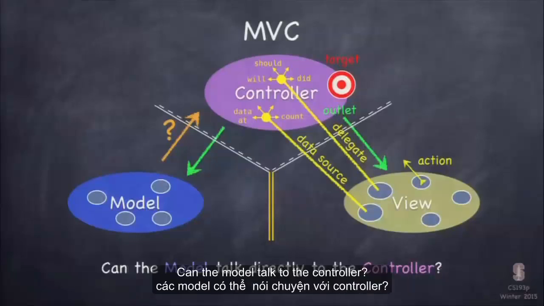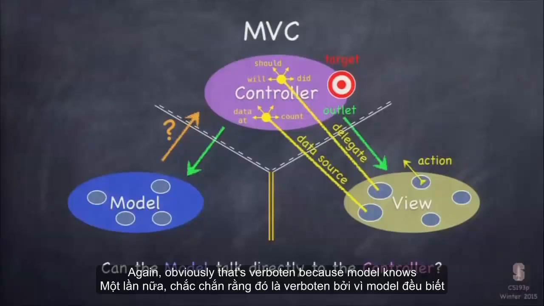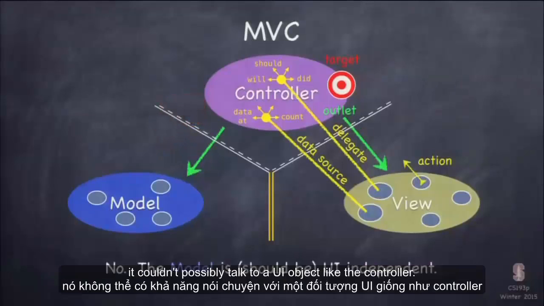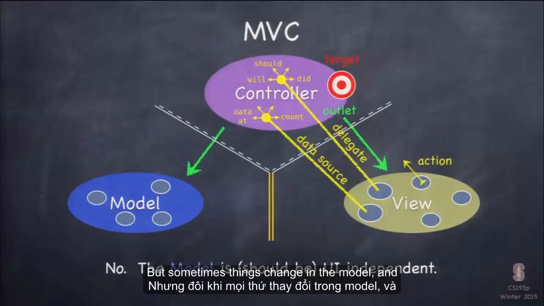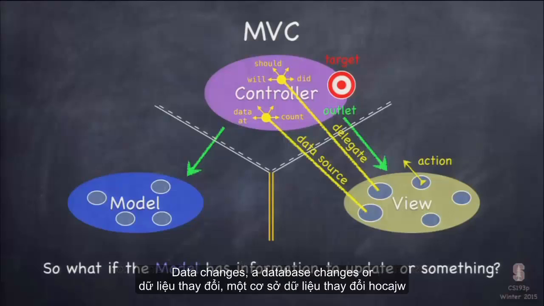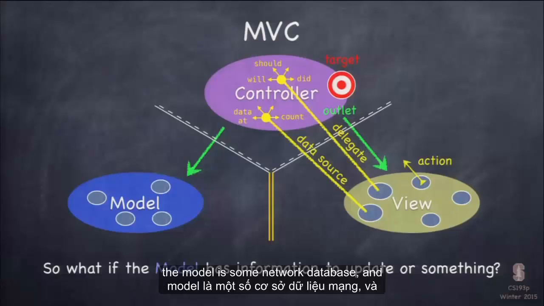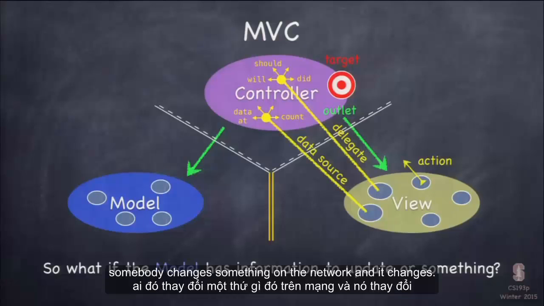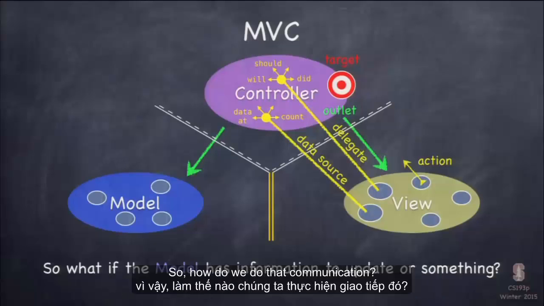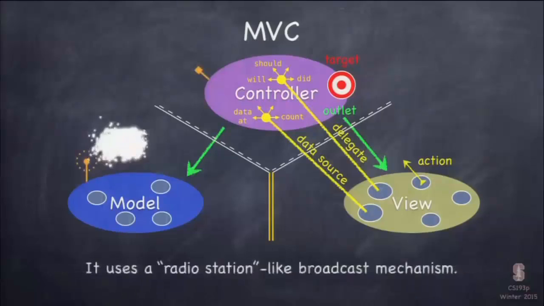What about this communication? Can the model talk to the controller? Again, obviously that's verboten, because the model knows nothing about UI, so it couldn't possibly talk to a UI object like the controller. But sometimes things change in the model, and the controller needs to know about it. Okay, a database changes, or the model is some network database, and somebody changes something on the network, and the controller needs to find out. So how do we do that communication?